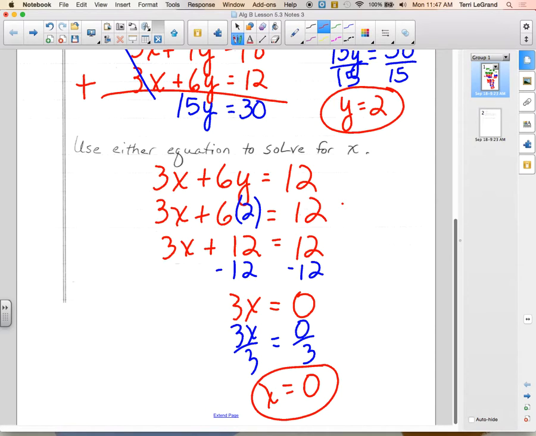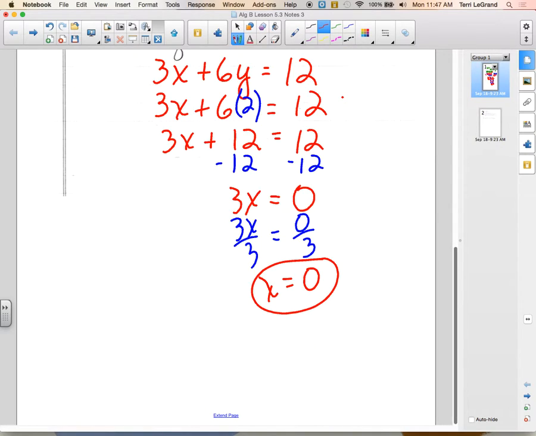What would our ordered pair answer be? 0, 2. Is there such a point on the graph? 0, 2? Why is this a point on the graph? What's true? This is where it's going to intersect. The line. Each of these equations has its own line, doesn't it? And they're going to intersect at 0, 2.